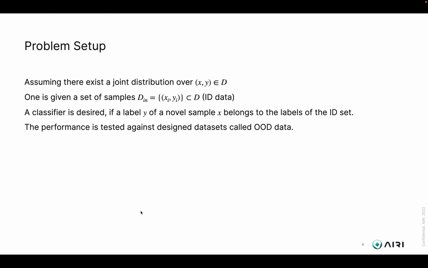The out-of-distribution problem assumes there exists a joint distribution over images and labels, even though we don't know it. However, we are given a set of training samples that we call in-distribution data. Our goal is to develop a classifier of whether the label of a novel sample is the same as in the training distribution. We evaluate this classifier against some data that we call out-of-distribution data, with the goal of ensuring generalized reliability.